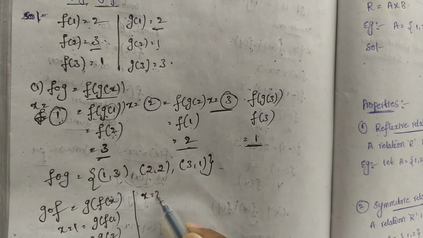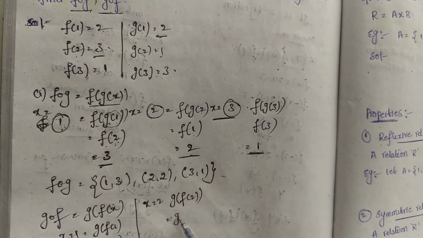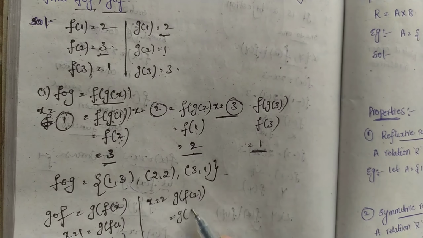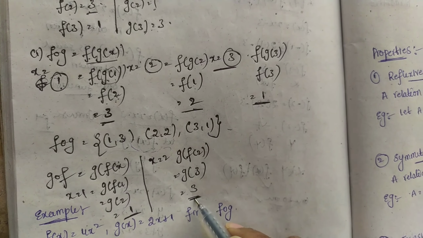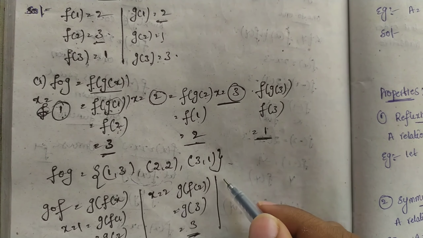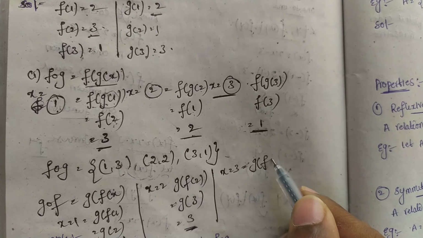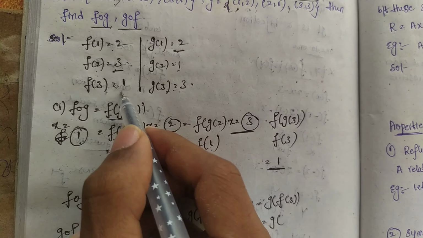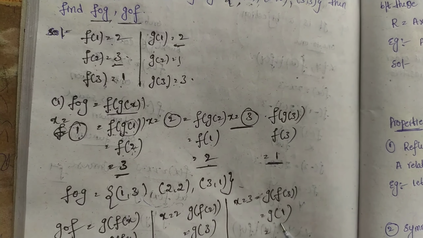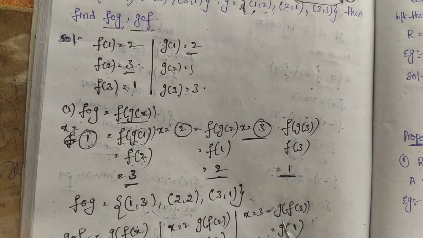Now take x equals to 2, that is g of f of 2. Here f of 2 value is 3, and g of 3 value we have 3. It is the value for x equals to 2. Now take x equals to 3 value, that is g of f of 3. Here f of 3 means we have value 1, and g of 1 value we have 2. So this is the value for x equals to 3.